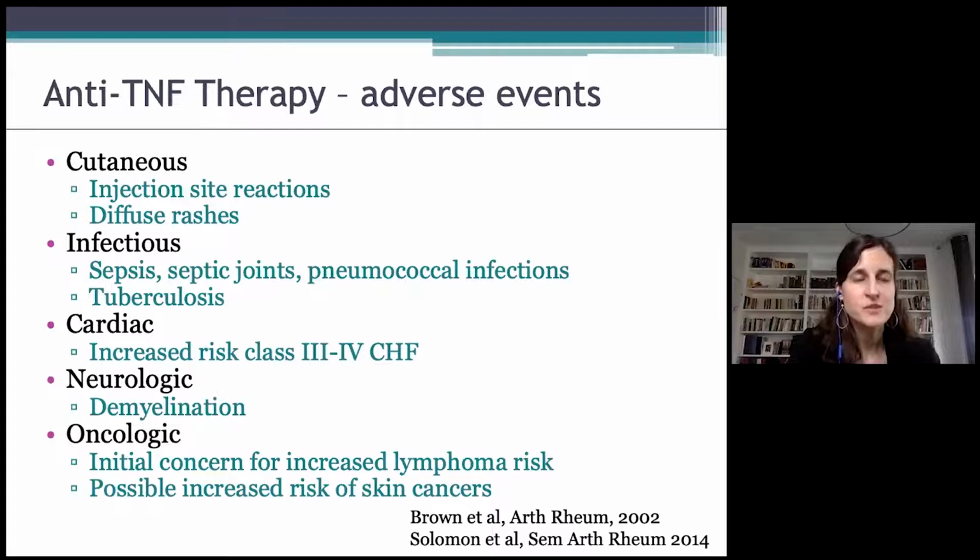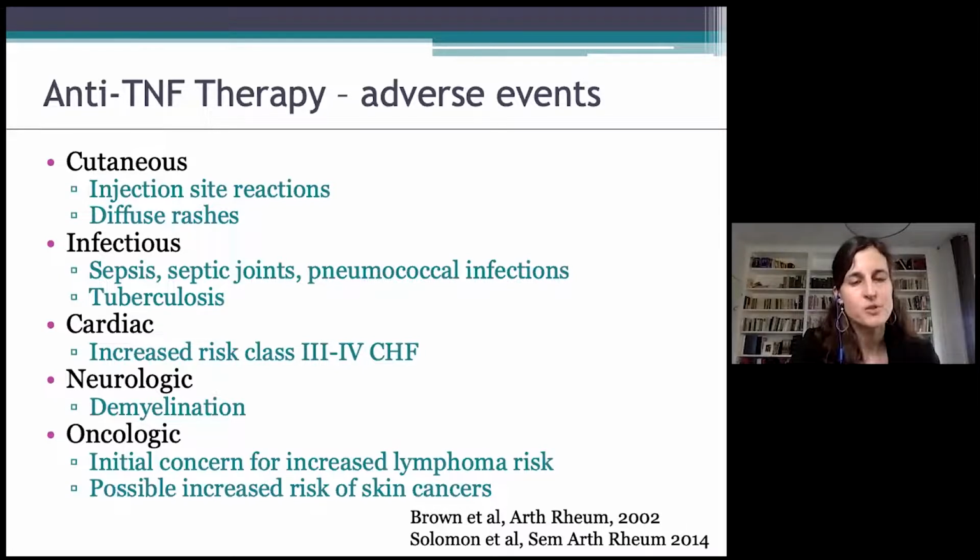In terms of adverse events with use of anti-TNF therapy, injection site reactions are probably the most common side effects that we see, and we can talk through with a patient how to manage these. Diffuse rashes can rarely be seen. As with some of our synthetic DMARDs as well, we do want to be concerned about increased risk of infections. So you can see things like sepsis, septic joints, pneumococcal infections. Again, as with all the biologic therapies, we want to make sure that patients are vaccinated and screened appropriately before starting these medications.